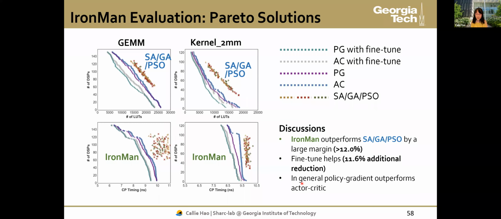And in general, we also observe an interesting thing: this general policy gradient outperforms actor critic. That's a little out of expectation, because actor critic is generally considered a more advanced algorithm. We have this discussion in the paper, so if you're interested, you can take a look.